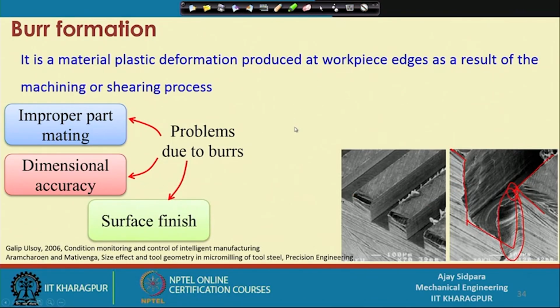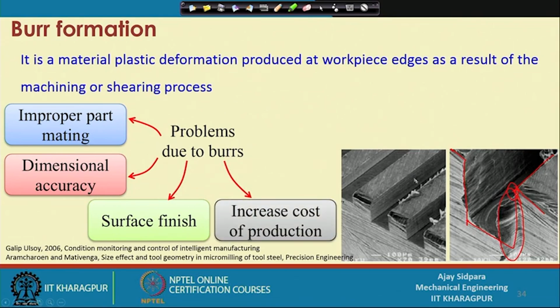Then surface finish, because right now what we are looking at is the top surface only, but burrs also create problems at surfaces which have functional requirements. So, surface finish decreases with the presence of burr. Burrs also increase the cost of production, because once they are present, you have to apply a deburring operation. Deburring operations are non-productive, in that they do not add any value to the component; they just remove the burr. So, an increase of production cost is obvious.